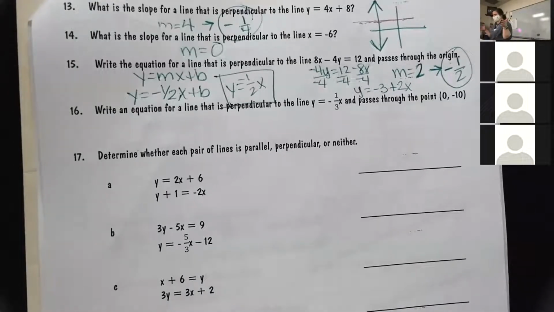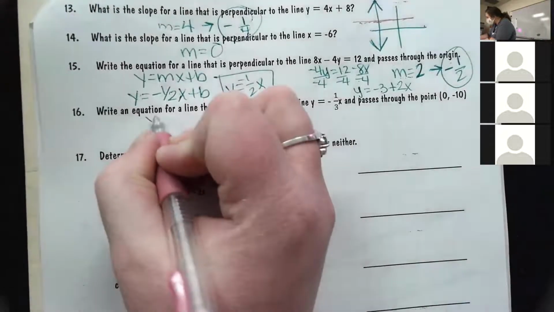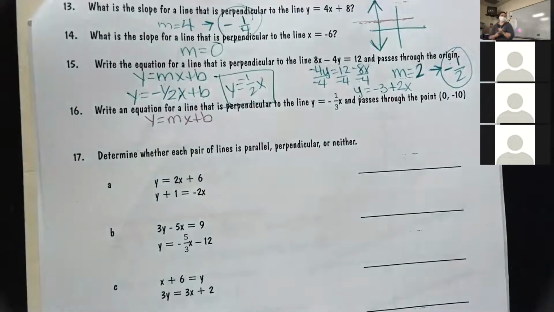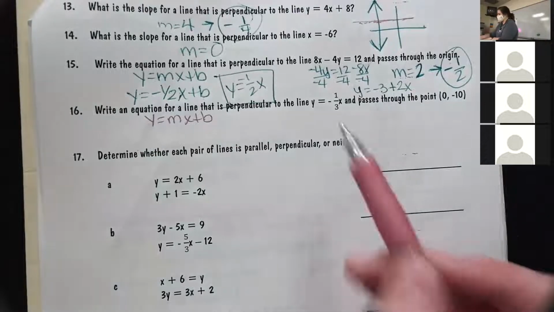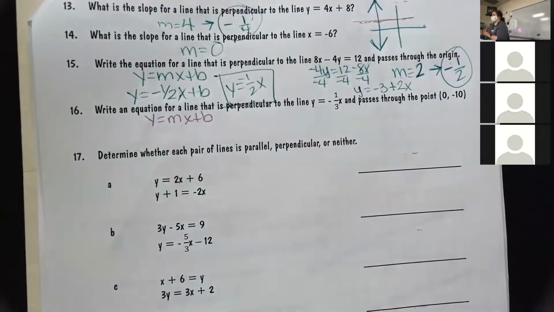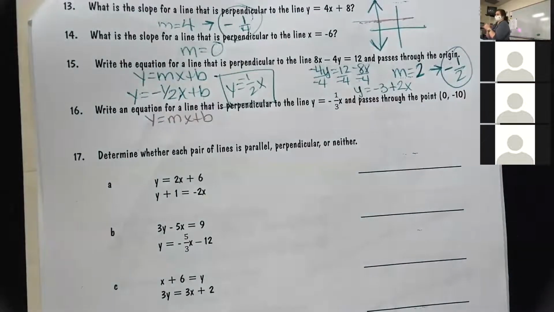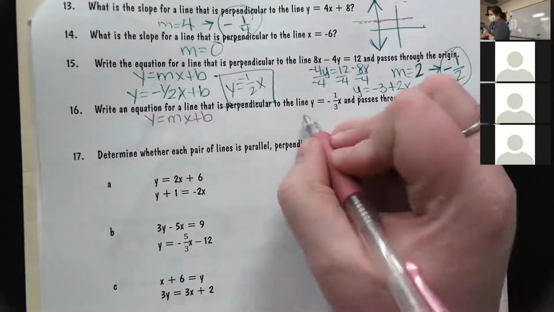16, it says write an equation for the line. Hey, what do we need? You guys are going to be so good at y equals mx plus b before you get out of here. It's going to be good. Oh, it's perpendicular to this line. Oh, shucks. So what do I need to take from that information? If it's perpendicular to that line, what do I need to find from that line? The opposite reciprocal. I need to find that m.